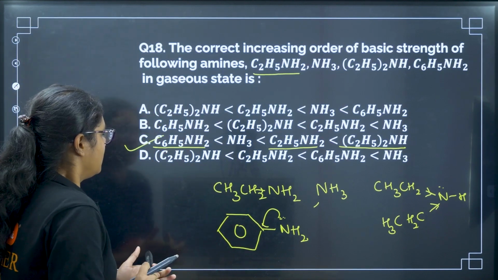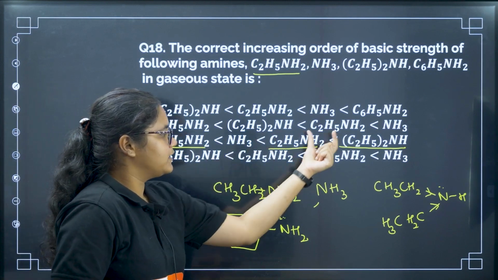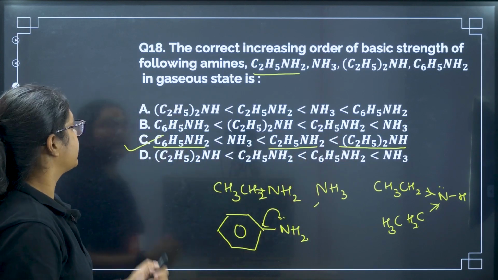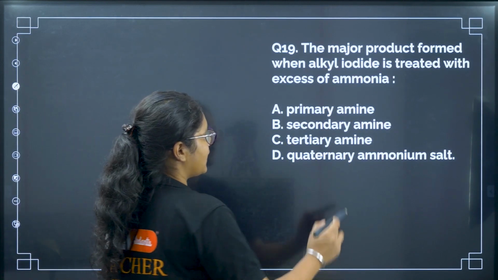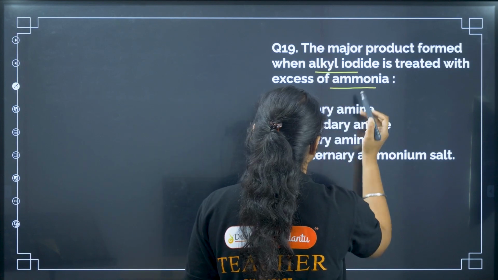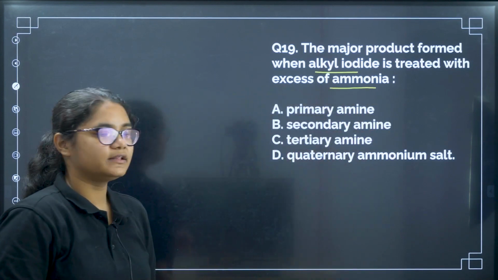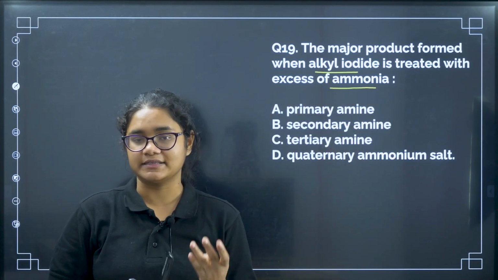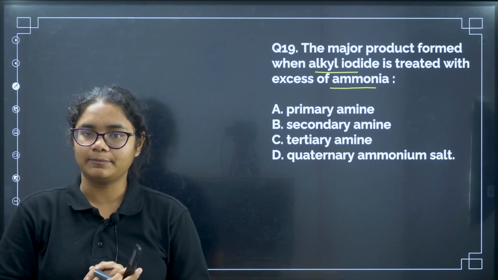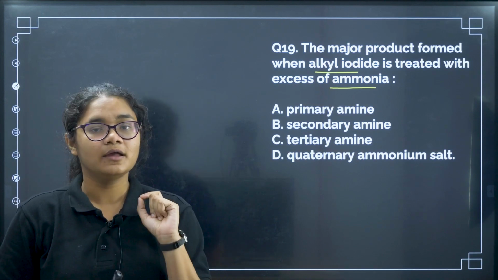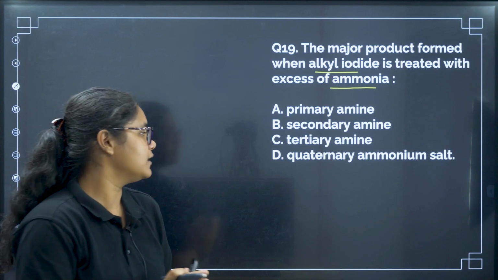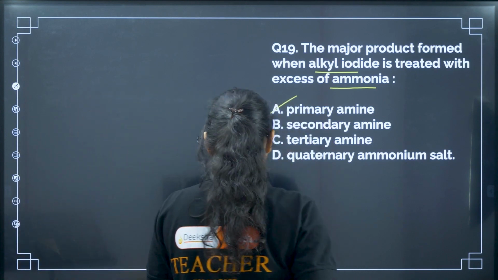So least is C6H5NH2, then NH3, then ethylamine, then diethylamine. Next, the major product formed when alkyl iodide is treated with excess of ammonia. When you treat this, ammonolysis, we get primary, secondary, tertiary and quaternary products. But the question has asked about the major product. So primary amines are the major products. So the answer is option number A.